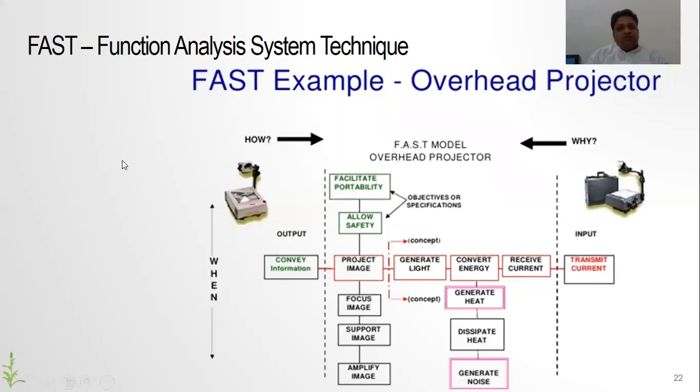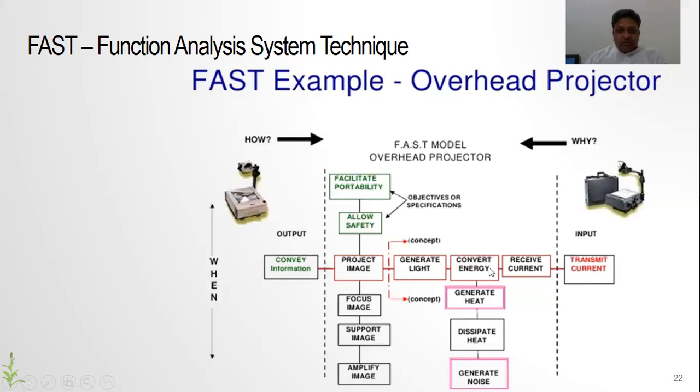The same function analysis system technique, with the first example of an overhead projector: how, why and when, and the input versus output. How does it work? The first model is for the overhead projector. The objectives or specifications are to facilitate portability and allow safety. The functions are: transmit current, receive current, convert energy, generate light, project image, and convey the information. That is the objective. Here, generate light is the concept.